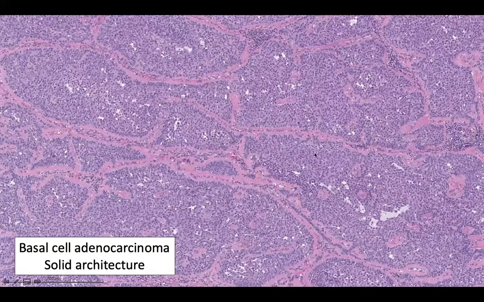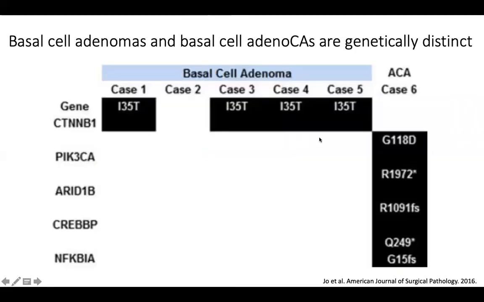Here's one that has more of a solid architecture, but if you were to do the stains, you would see that this is also a biphasic population where there are some ductal cells scattered throughout. And I alluded to this, basal cell adenoma and adenocarcinoma have distinct molecular alterations. In this study, 5 basal cell adenomas were sequenced, and 4 of them showed beta-catenin mutations. You can compare that to the 1 basal cell adenocarcinoma, which had a PIK3CA mutation and a bunch of other mutations, but did not have the beta-catenin mutation.